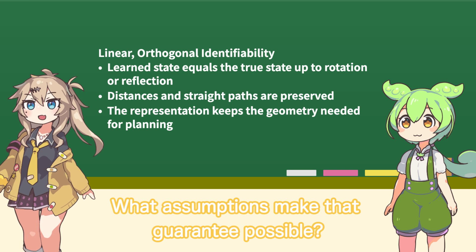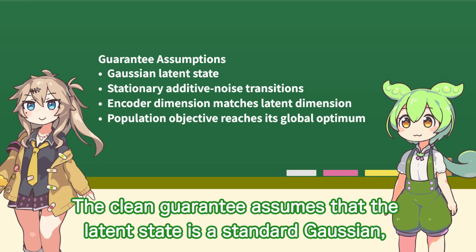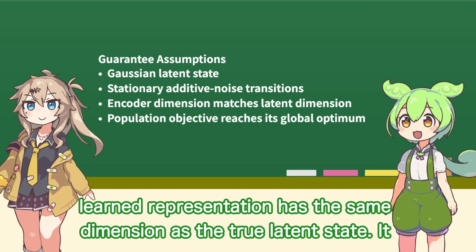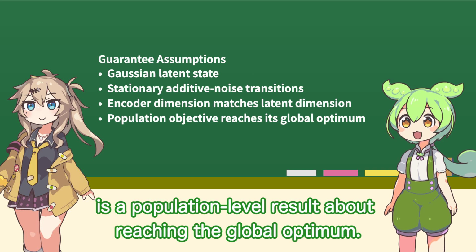What assumptions make that guarantee possible? The clean guarantee assumes that the latent state is a standard Gaussian, that related states follow a stationary additive noise transition, and that the learned representation has the same dimension as the true latent state. It is a population-level result about reaching the global optimum.